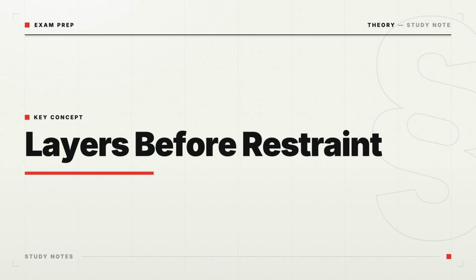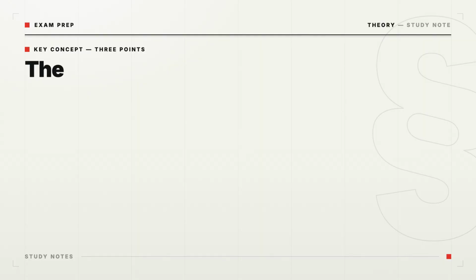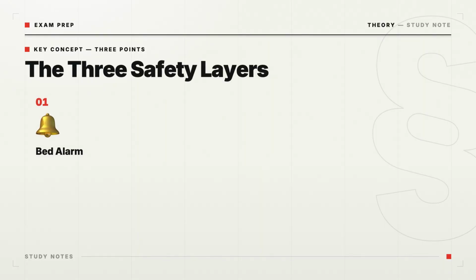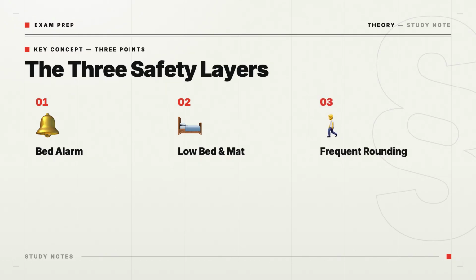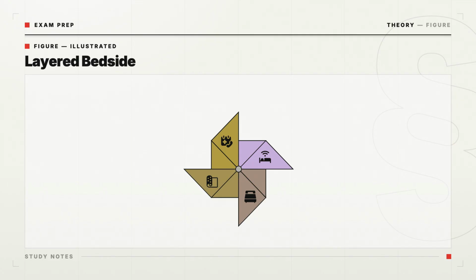Before restraint ever enters the picture, nurses have a toolkit of layered safety measures for a confused, unsteady patient. No single layer is perfect, so their real strength comes from stacking them together. A bed alarm warns staff the moment a patient starts to rise. A low bed and padded mat shrink the danger of a fall itself. And frequent rounding, the strongest layer, meets needs like toileting and pain relief before the urge to climb even begins.